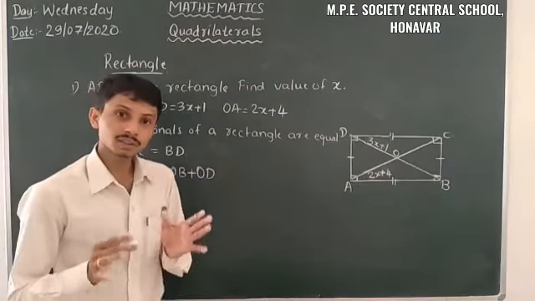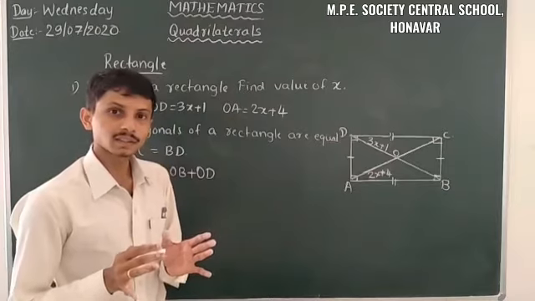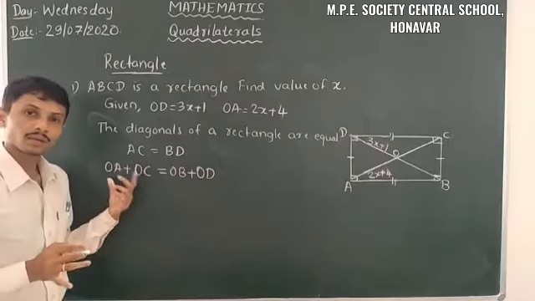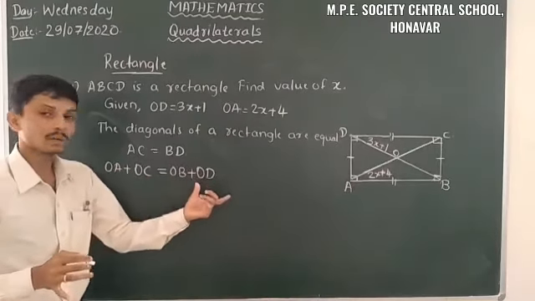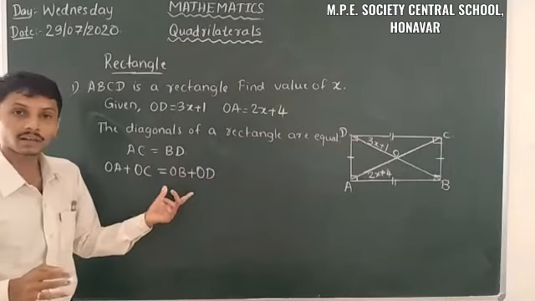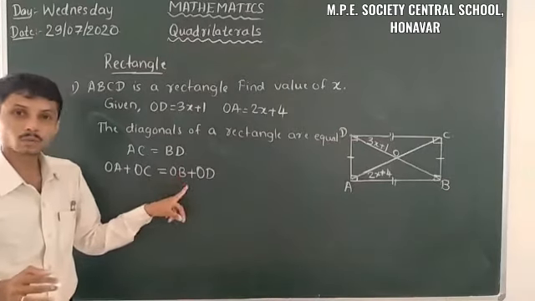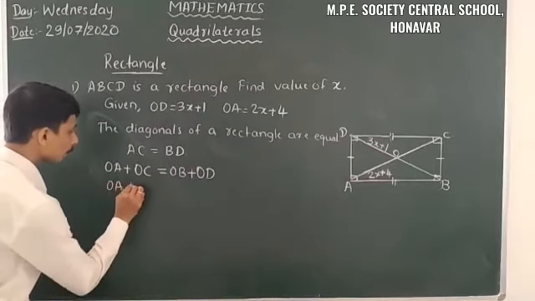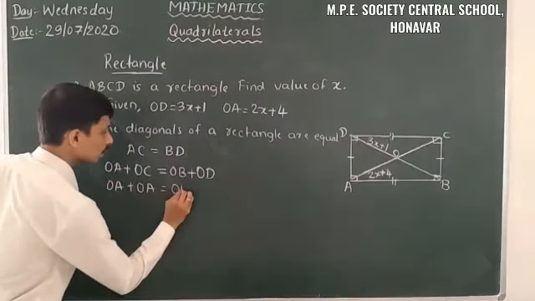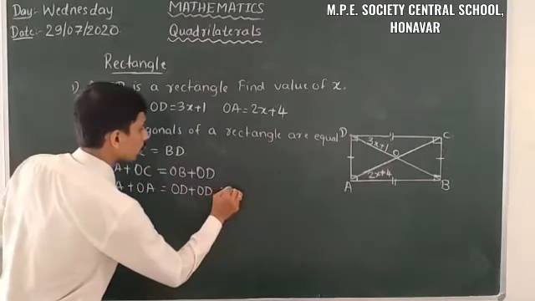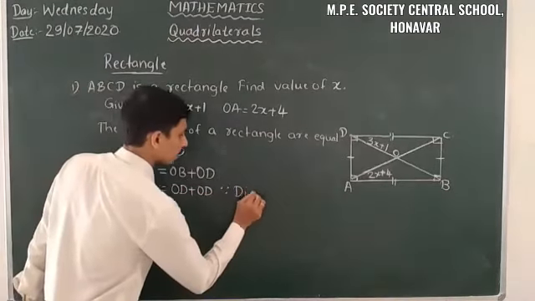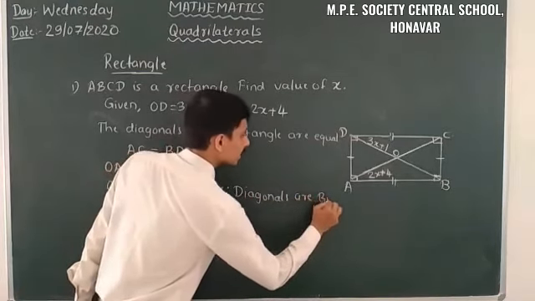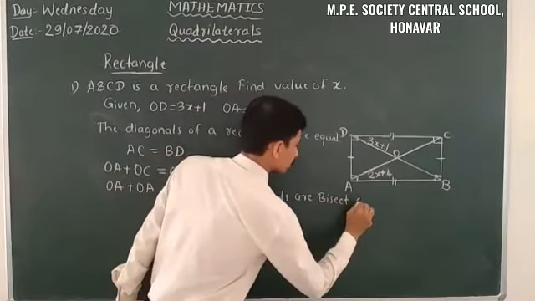Then we already know that the diagonals bisect each other. So here OA is equal to OC, and OB and OD are one and the same. So I will try to express OB as OD and OC as OA. That is OA plus OA is equal to OD plus OD, because diagonals bisect each other.